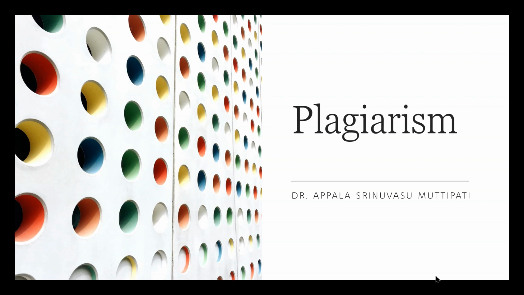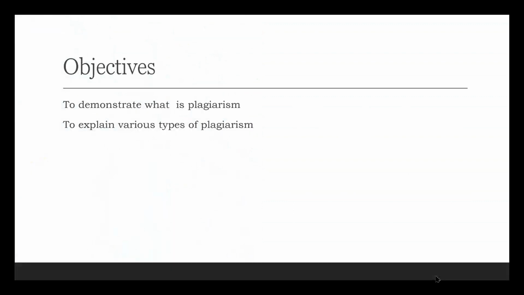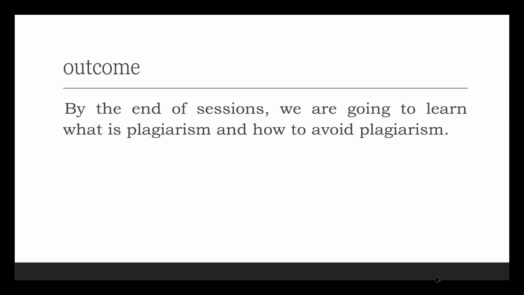Why we use plagiarism, we will see in today's section. The objective of this section is to demonstrate what plagiarism is and to explain various types of plagiarism tools. The outcome of this section is to learn what plagiarism is and how to avoid plagiarism when writing a paper or article or any book, anything.